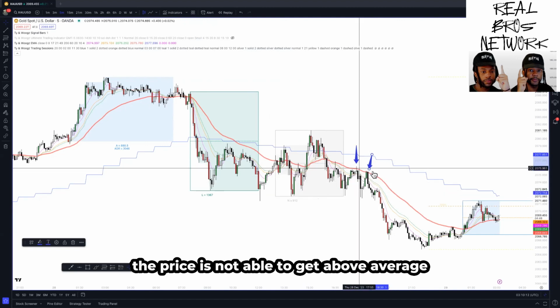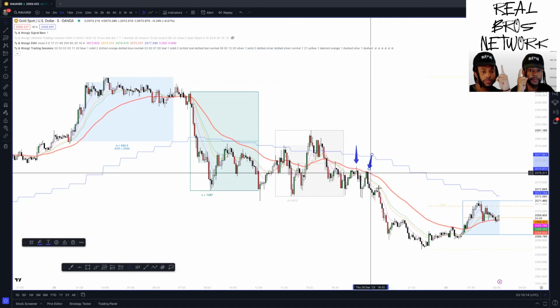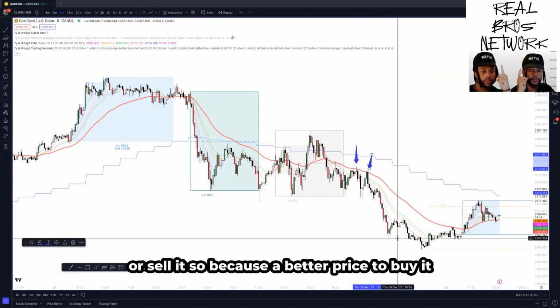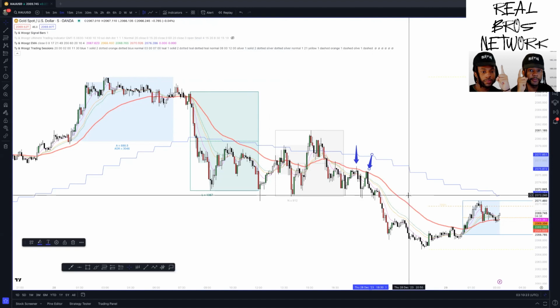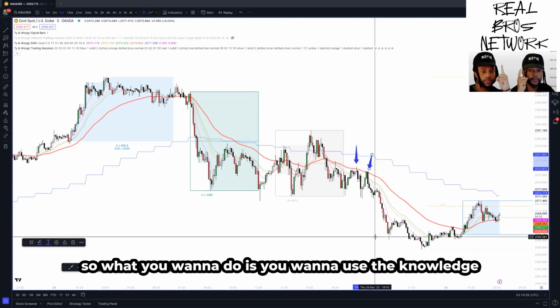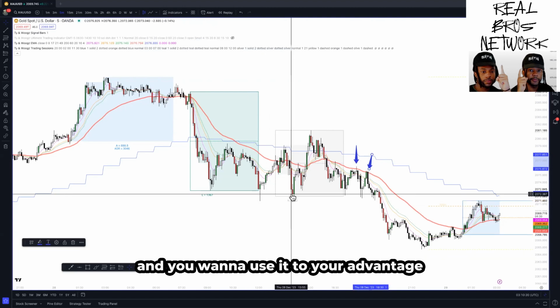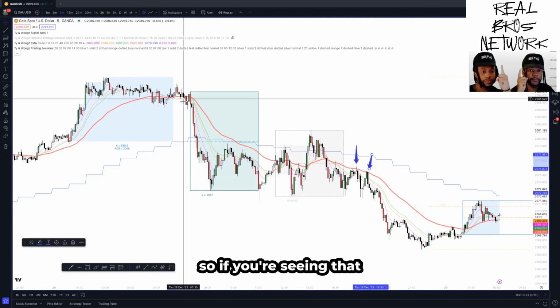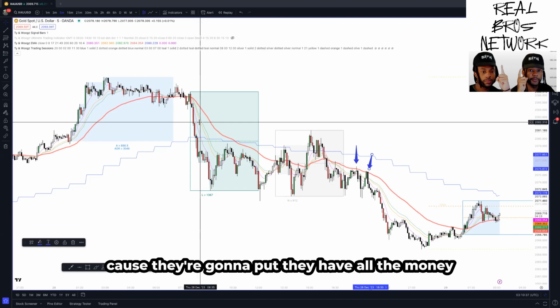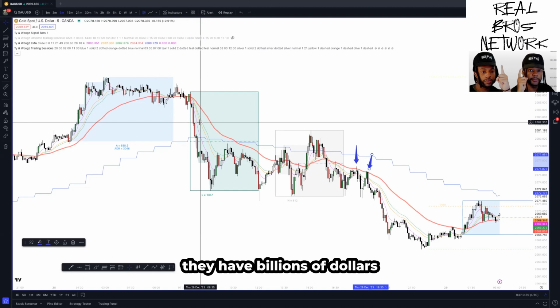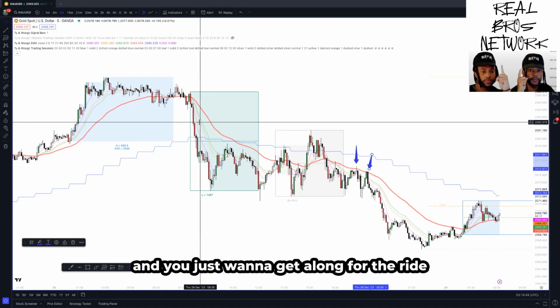And if price is not able to get above average, then it will sell until it gets a better price to buy at. So would you recommend listening to a bot or no? I recommend these indicators, they trade off the bot. So what you want to do is use the knowledge to your advantage. If you're seeing that the bots are about to start going down, you want to jump in with the bots because they have all the money. They have the billions of dollars. They're going to push the market, and you just want to go along for the ride.